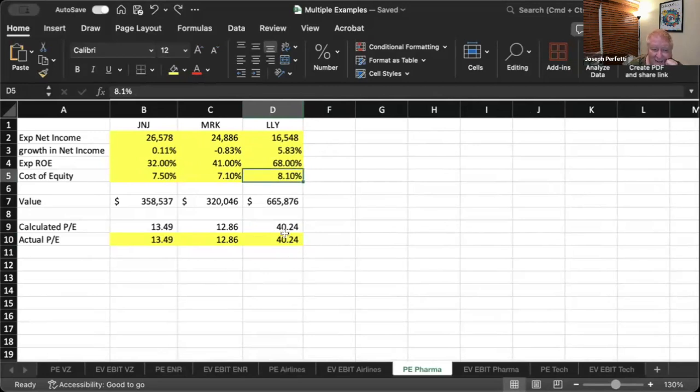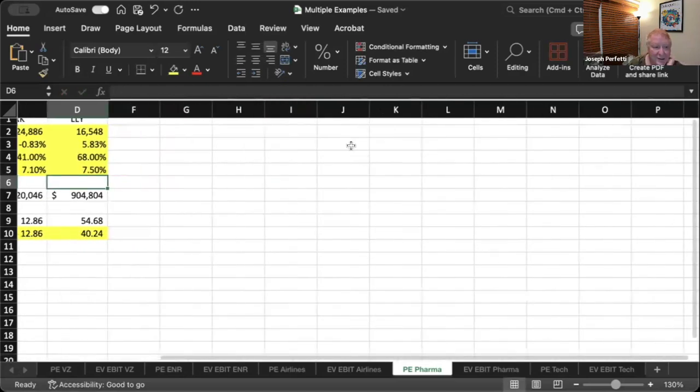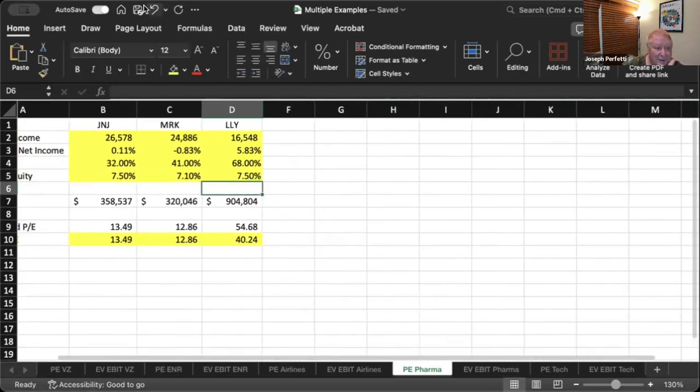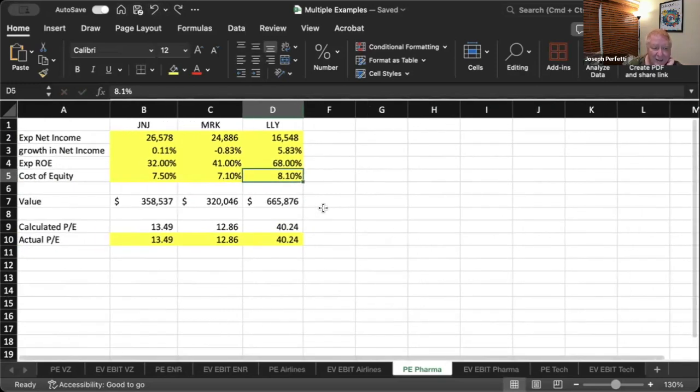So that's kind of dampening this. If Lilly had the same cost of equity as J&J, their PE would actually be 55. So they have a little bit of a headwind on risk, but what's compensating for that is the high growth, high spread. And that's why Lilly is trading at a premium to J&J. J&J is trading at a discount to Lilly. Questions?